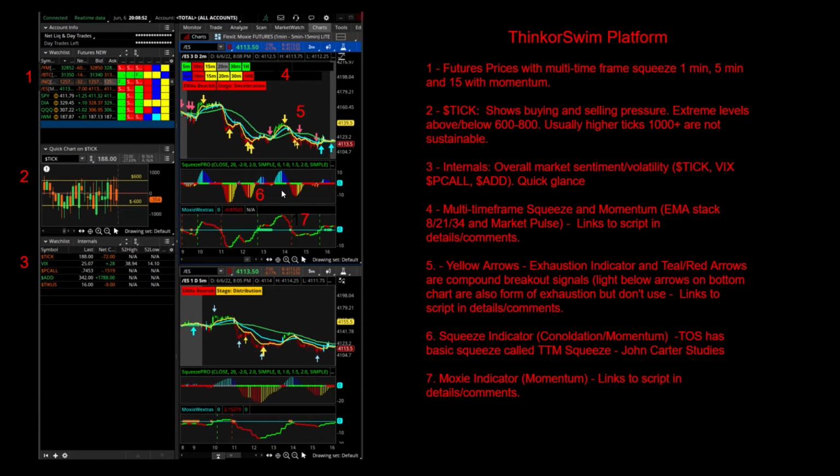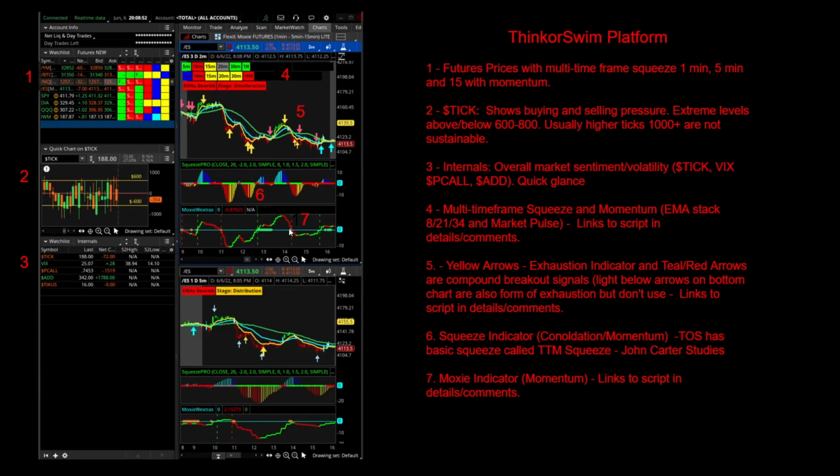Number 6 is the squeeze. This is the Squeeze Pro, which you could find online. I'll post a link to it. But thinkorswim has a basic TTM squeeze in their John Carter studies. You could find that there. MbTrader does have it, but you have to download it, and I'll post a link for that too.